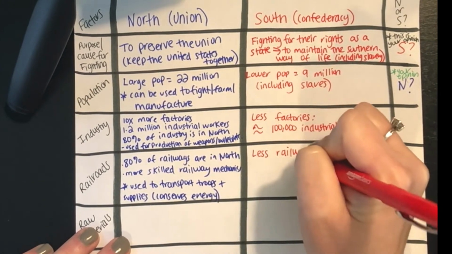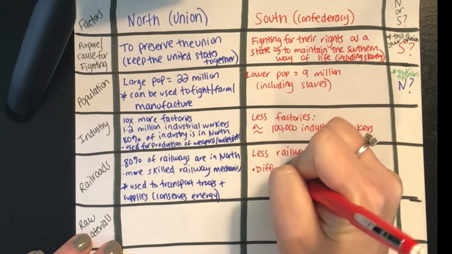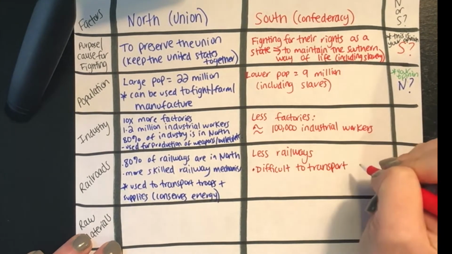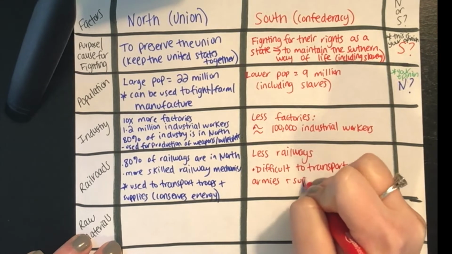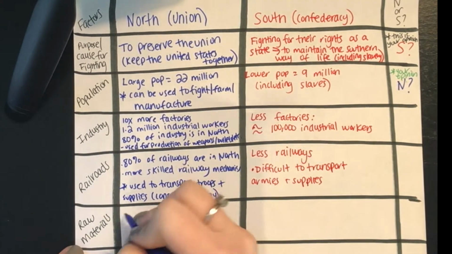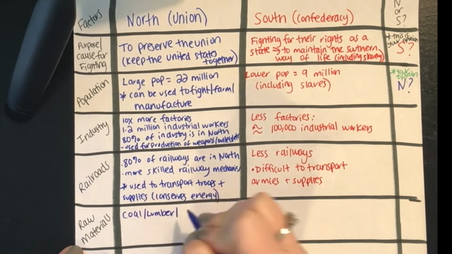The South has less railways. Little fun fact, 19 out of the 470 locomotives that were in the United States were in the South. So 19 out of 470 were in the South of the trains that they had. So this is difficult for them to transport armies and supplies. So just think about how useful that factor is.